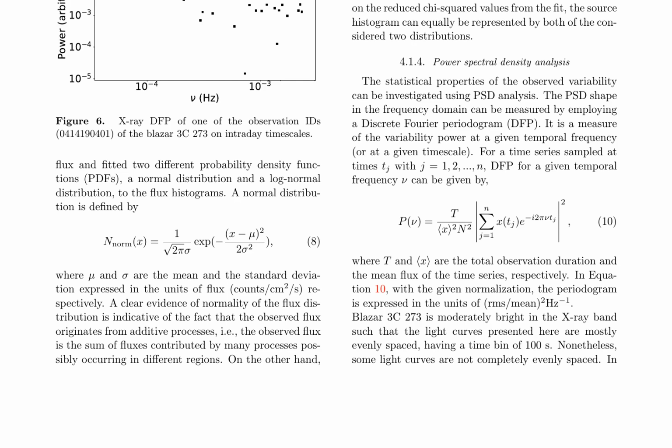They employ a discrete Fourier periodogram (DFP) to measure the variability power at a given temporal frequency. The DFP is defined by equation 10, where T is the total observation duration, x̄ is the mean flux of the time series, and P(ν) is the periodogram expressed in units of rms, mean, squared Hz^-1. Figure 6 displays the X-ray DFP of one of the observation IDs of the Blazar 3C273 on intraday timescales.